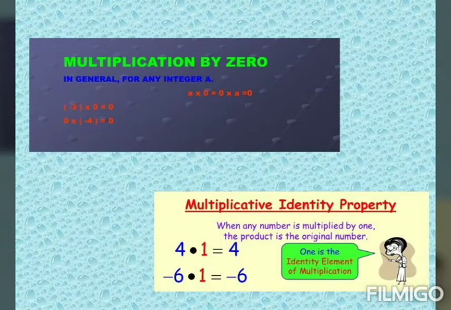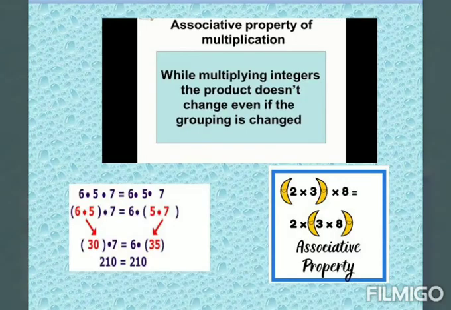Next, the multiplicative identity property. When any number is multiplied by 1, the product is the same number itself. So 1 is called the multiplicative identity of integers. So 4 into 1 is equal to 4, minus 6 into 1 is equal to minus 6. 1 is the multiplicative identity of integers.